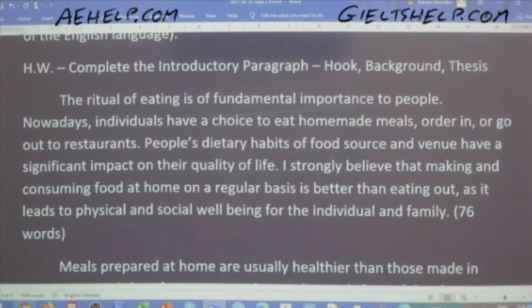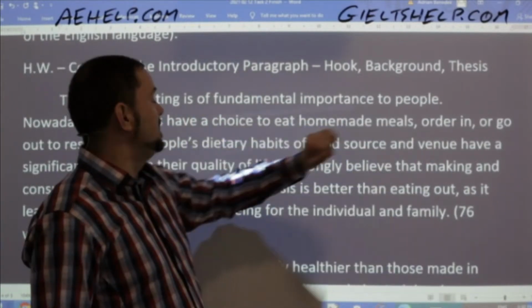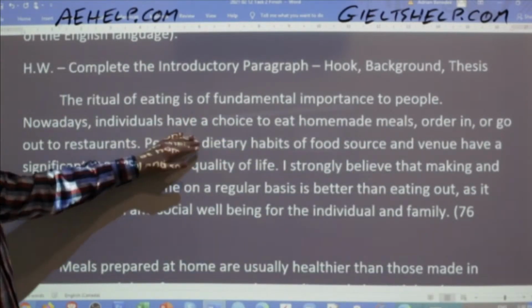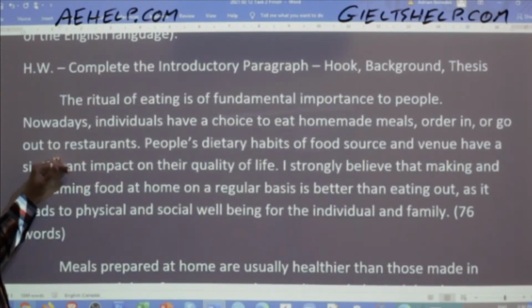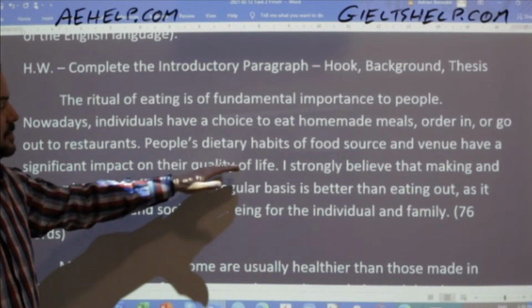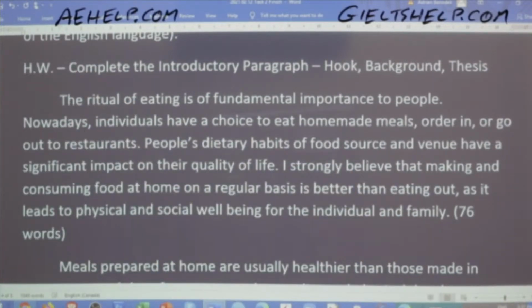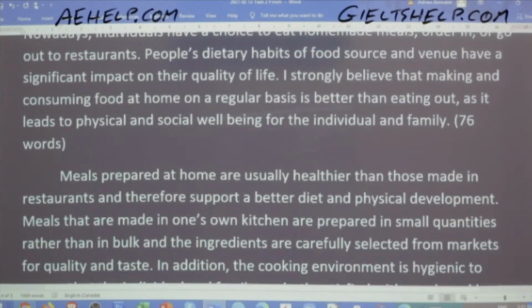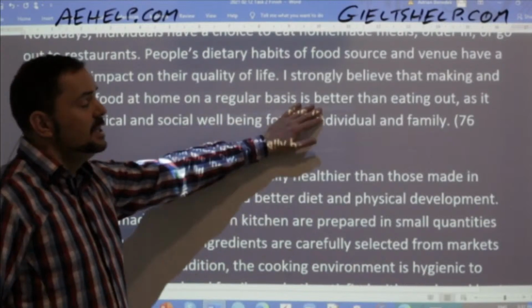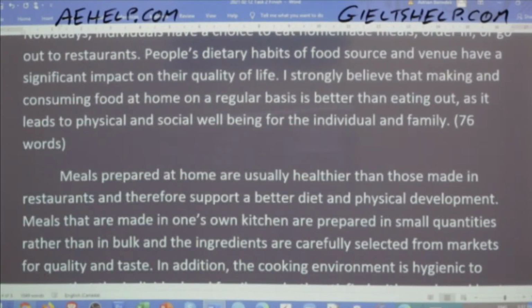Here we go. So the ritual of eating is of fundamental importance to people. Nowadays, individuals have a choice to eat homemade meals, order in, or go out to restaurants. People's dietary habits of food source and venue have a significant impact on their quality of life. I strongly believe that making and consuming food at home on a regular basis is better than eating out, as it leads to physical and social well-being for the individual and family.